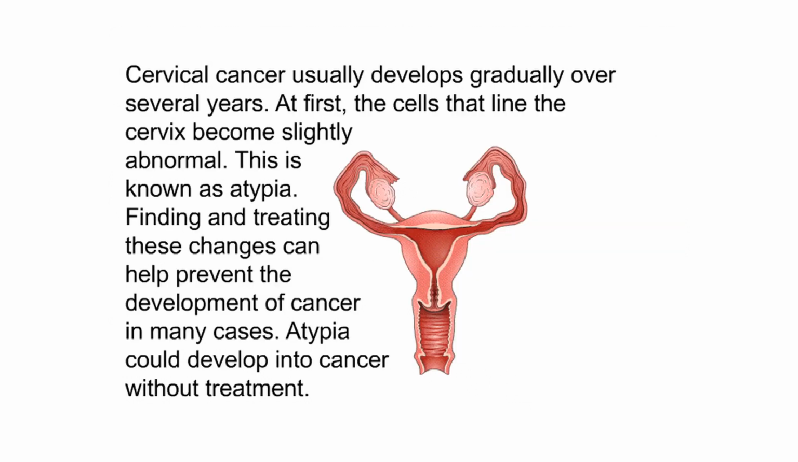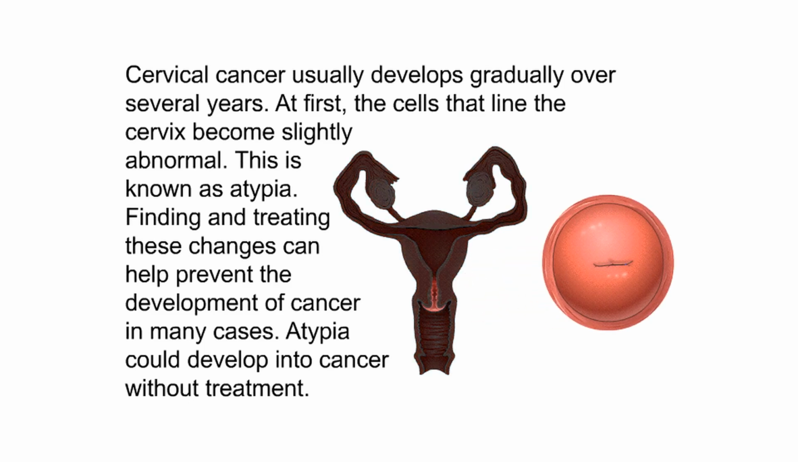Cervical cancer usually develops gradually over several years. At first, the cells that line the cervix become slightly abnormal. This is known as atypia. Finding and treating these changes can help prevent the development of cancer in many cases. Atypia could develop into cancer without treatment.